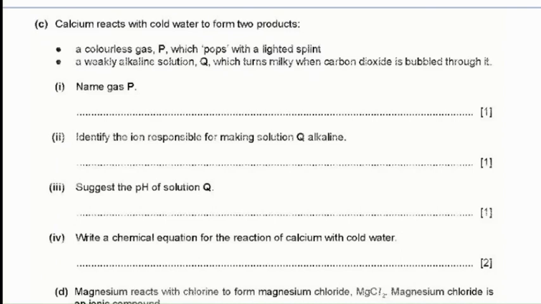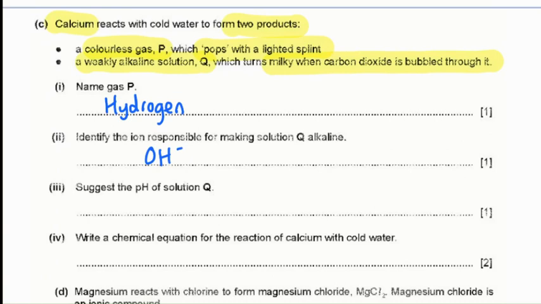Calcium reacts with cold water to form 2 products. The colorless gas P, which pops with a lighted splint, and a weakly alkaline solution Q, which turns milky when carbon dioxide is bubbled through it. So gas P, anything that pops with a lighted splint, must be hydrogen. That is the chemical test for hydrogen. Identify the ion responsible for making the solution alkaline. Well, we know that all alkaline solutions are OH minus ions, and all acidic solutions contain H plus.